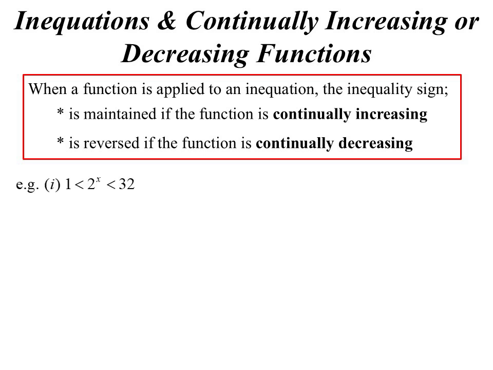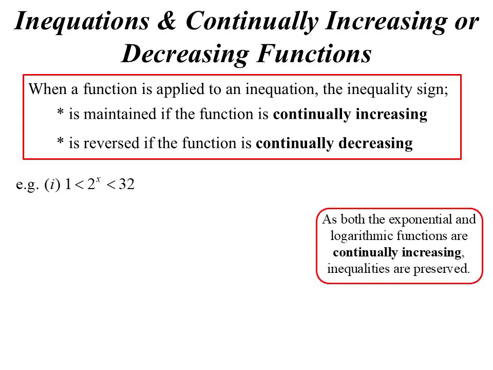So alright, let's apply it to something like this. If I've got 1 is less than 2 to the power of x is less than 32, our exponential function and our log function are both continually increasing functions. So if I apply that function to each piece of this inequation, the signs stay the same. So the log of 1 is less than the log of 2 to the power of x is less than the log of 32. I'm going to use base 2, which makes sense because my exponential is base 2 as well. The log of 1 base 2 is 0. The log of 2 to the power of x base 2 is x, because the x comes out the front. And the log of 32 base 2 is 5. So x is in between 0 and 5.